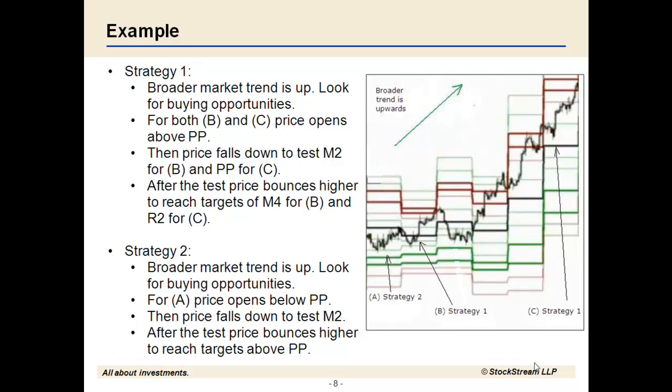A reversal from these levels provides a buying opportunity with stops below the lows. After the test of these levels, price bounces higher to reach our projected targets of M4 for B and R2 for C.